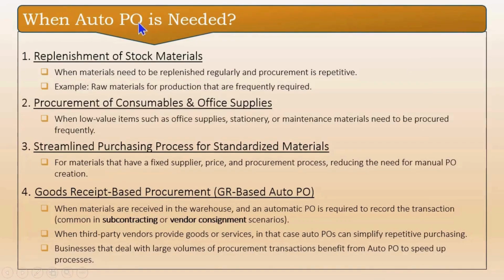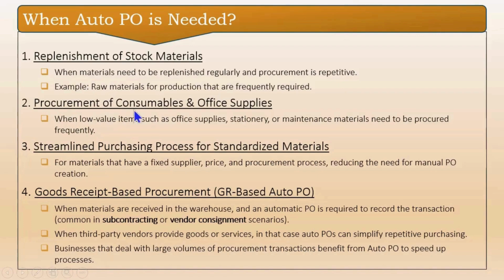When and why is auto PO needed? Point number 1, replenishment of stock material. When materials need to be replenished regularly and procurement is a repetitive process, for example raw materials for production that are frequently required. If you have a production plant, there should not be any interruption in the supply of raw material. For that, regular purchase orders will be generated. In that case, auto PO is feasible.